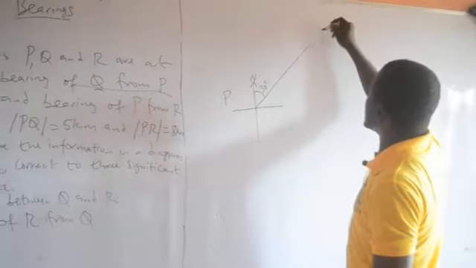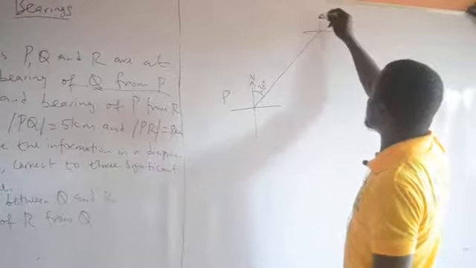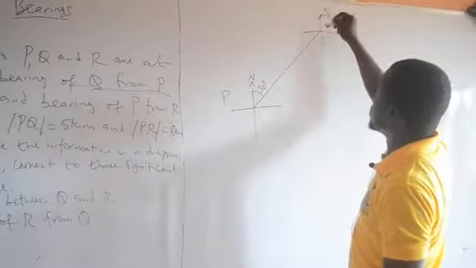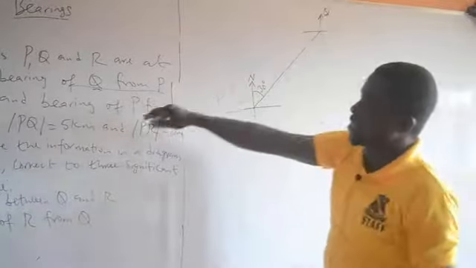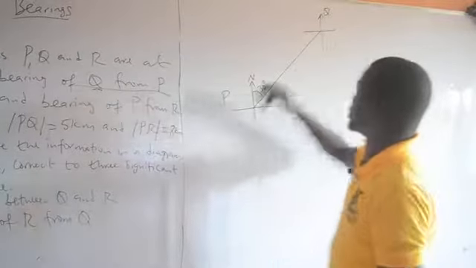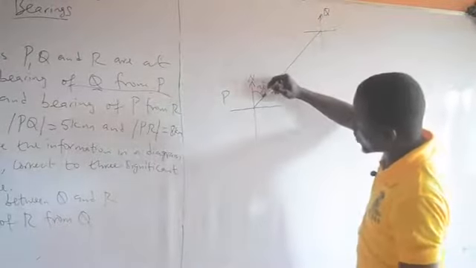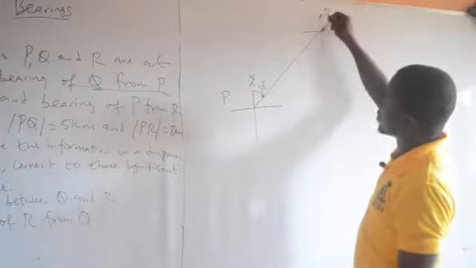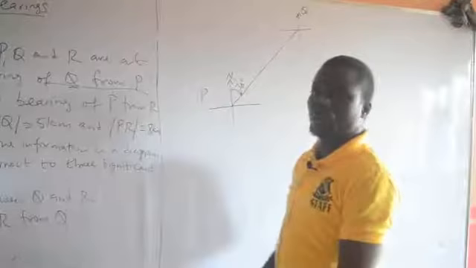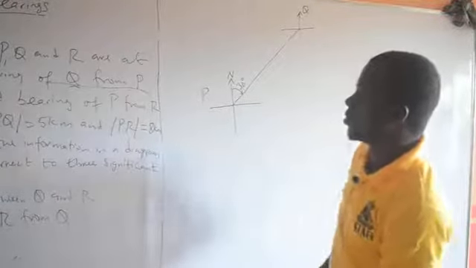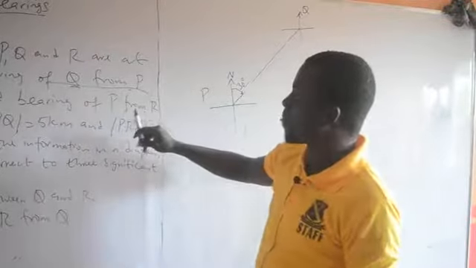So this place is our point what? Our point Q. Are you getting me? So that is the question. The bearing of Q from P. Q is coming from north of where? North of P is 30. Alright. Then having said that, now go ahead for the next bearing.